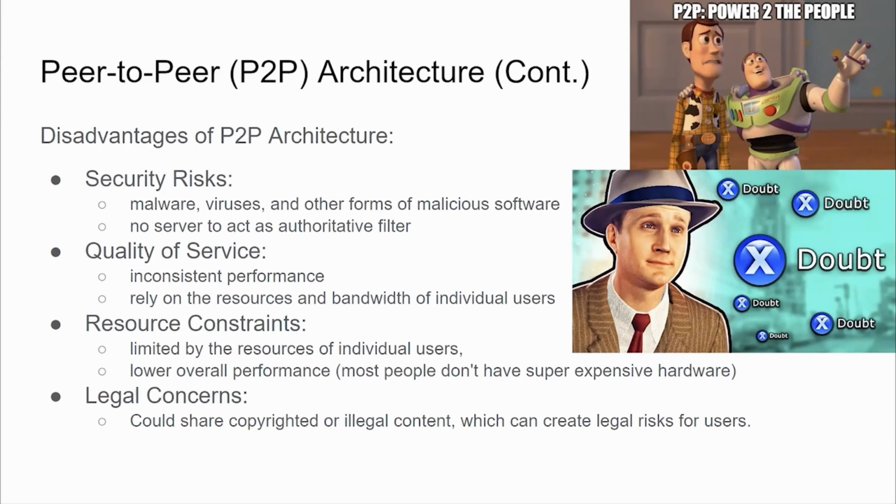Resource constraints are also a significant disadvantage of P2P networks. The resources available in P2P networks are limited by the resources of individual users. Since most people don't have super expensive hardware, the overall performance of P2P networks can be lower than that of centralized architectures. Lastly, P2P networks can facilitate the sharing of copyrighted or illegal content, creating legal risks for users.